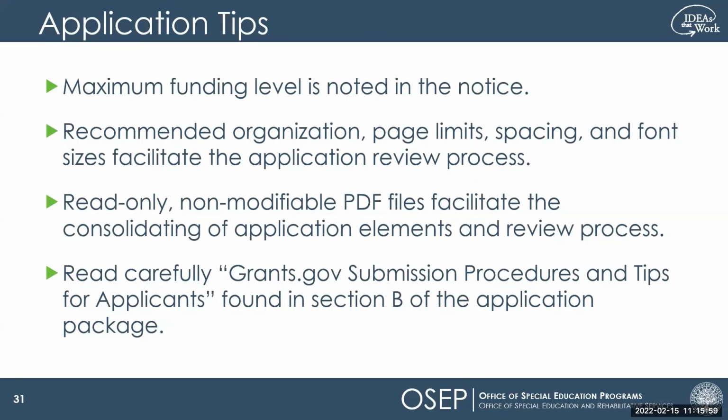Here are some additional tips for submitting an application. Pay attention to the maximum funding levels for the grant, as contained in the notice. Awards will not be made for amounts higher than the published amounts. Follow the recommended organization, page limits, spacing, and font sizes to facilitate the application review process, and applicants should strongly consider following the recommendations. PDF files make it easier for the system to put together different parts of the application into one application that reviewers can more easily read and follow. The grants.gov submission procedures and tips for applicants in the application package can be extremely helpful for submitting the application in grants.gov.